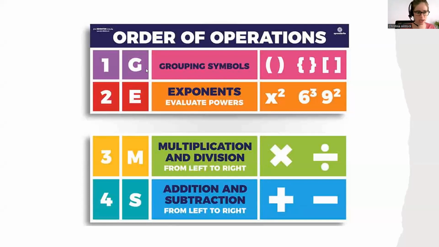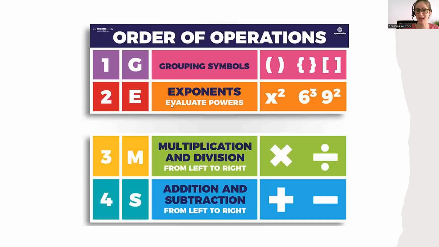It's still starting with grouping symbols. And a lot of times when we think of grouping symbols, we initially think of parentheses because that is our main one. But it does include other grouping symbols like brackets and absolute value bars, and even fractions can all fall under the category of a grouping symbol. So grouping symbols is always the first thing we need to deal with.